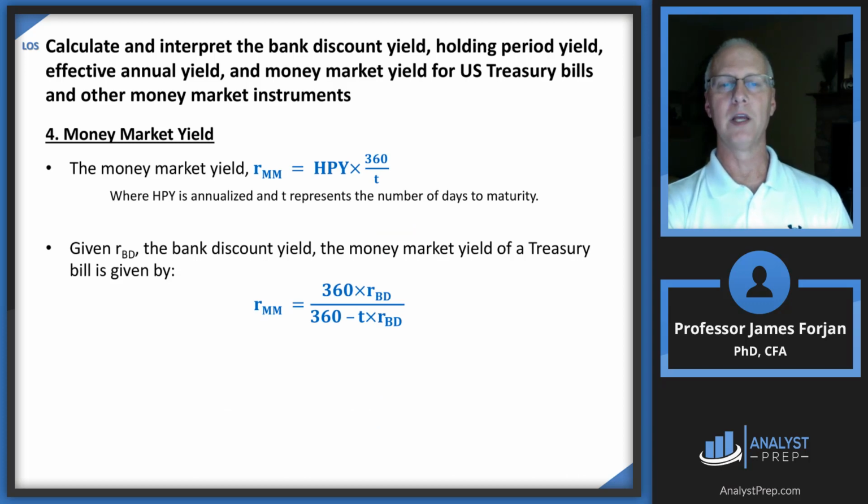And then the money market yield swings us back to a 360-day yield. That's a convention that goes back a long, long time, before they had computers, just to make life simple. It's really hard to divide by 365, so you could more easily divide by 360. And there's the money market yield given a bank discount yield.